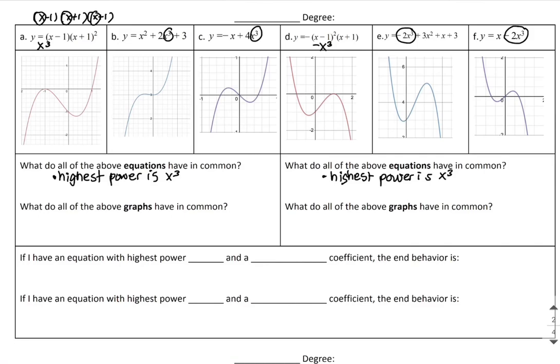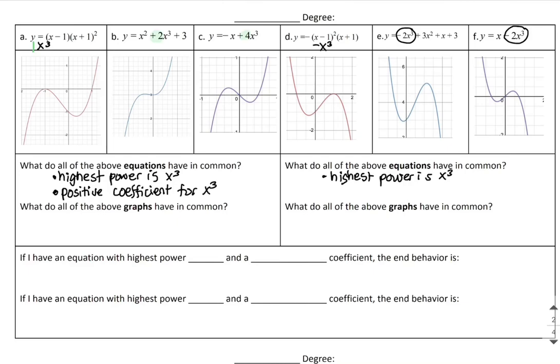What's important about the ones on the left that makes them different from the ones on the right is that their coefficient is positive. So I have positive 4x cubed. I have positive 2x cubed. And here I have positive 1x cubed. They all have a positive coefficient for x cubed.